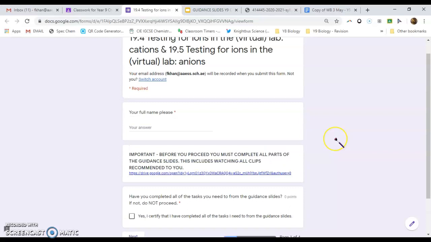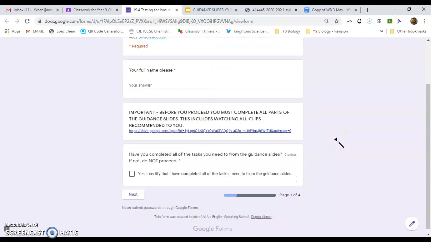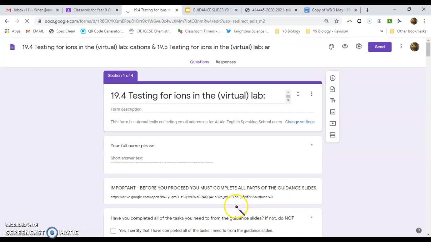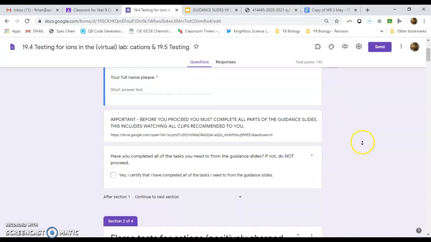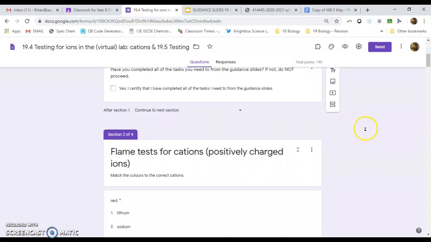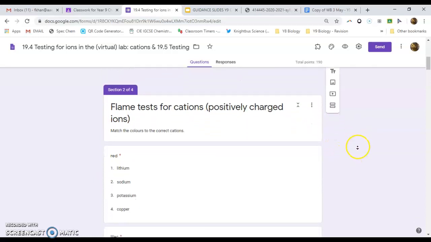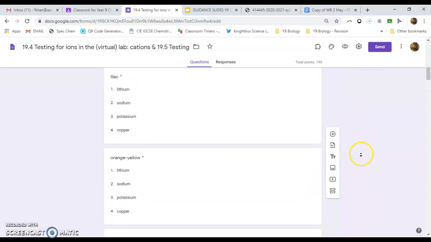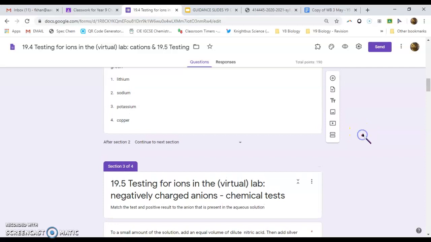Just to give you an idea of what is on the quiz, you open up the quiz and it will say, before you proceed, you must complete all parts of the guidance slides. This includes watching all clips recommended. Please sign that, and then you make a start on the quiz. The quiz will start off with the flame tests for cations, and you'll just need to match the colours to the correct cations. That will be the first part. After that, it will be testing for ions in the virtual lab, negatively charged ions, and then it will go into positively charged ions.